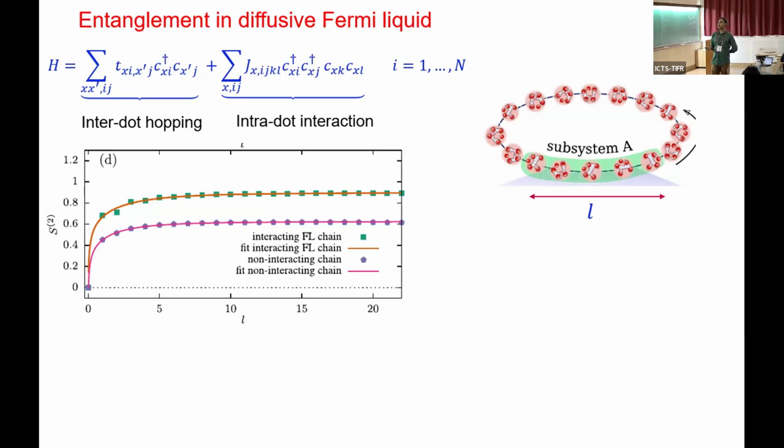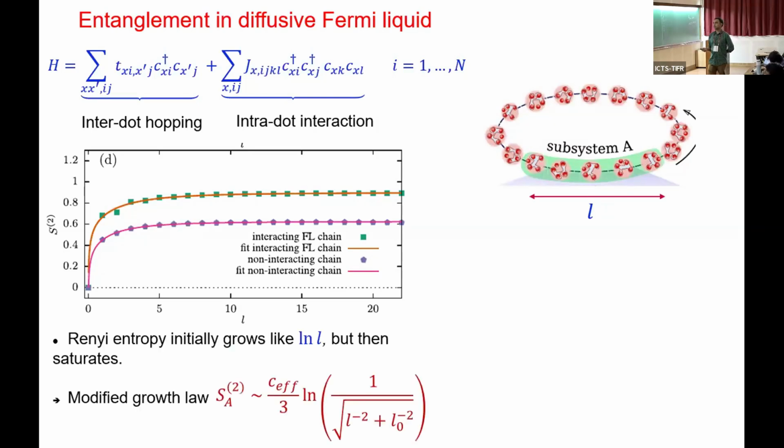But what you find instead, for both the interacting and the non-interacting chains, is that it initially increases. It seems to have some increase, which, given a very small range, you can probably fit with log L or something, but then eventually it saturates. It doesn't continue to grow. The system size is much larger, so it saturates. And this was somewhat understood.